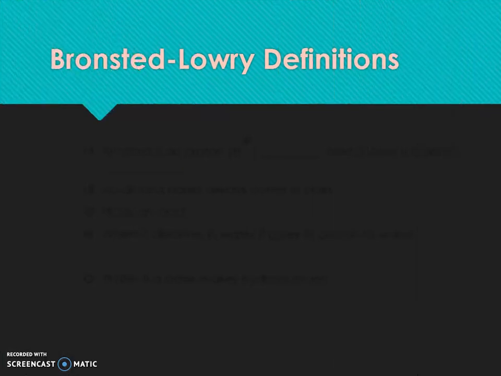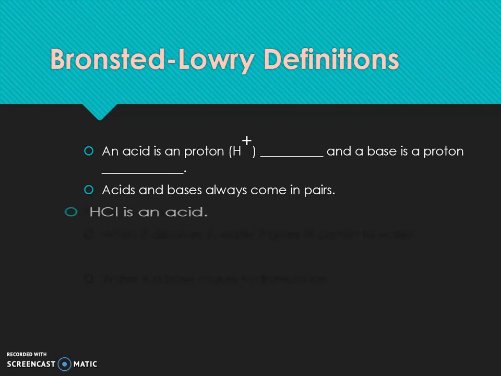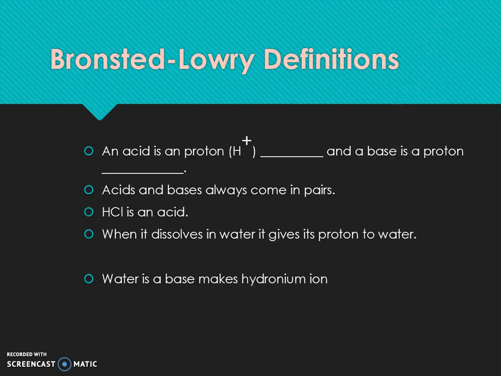Okay. So we have another type of definition. We have the Bronsted-Lowry definition. And by the Bronsted-Lowry definition, and this is the one that's most widely used, an acid is a proton donor or hydrogen donor, and a base is a proton acceptor. Now, we call it a proton because what is a hydrogen? A hydrogen has 1 proton and it has 1 electron and it has no neutrons.